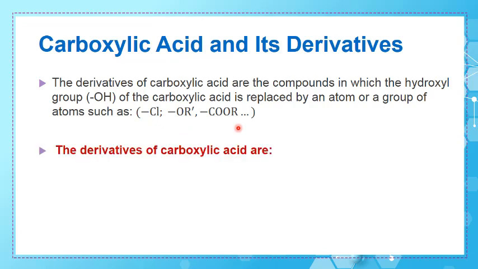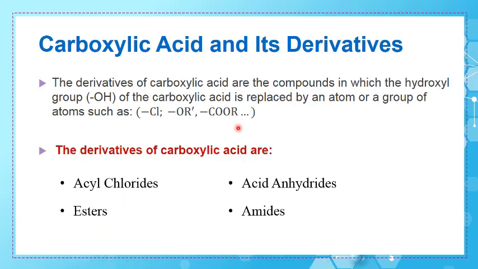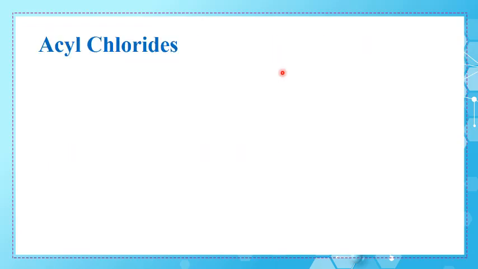In this lesson, in this year, we have to recognize 4 derivatives of carboxylic acids, which are acyl chlorides, acid anhydrides, esters that we studied in the previous chapter, and amide, which is not required. So we have just to pay attention in this lesson to acyl chlorides and acid anhydrides as carboxylic acid derivatives. Let's start with acyl chlorides.